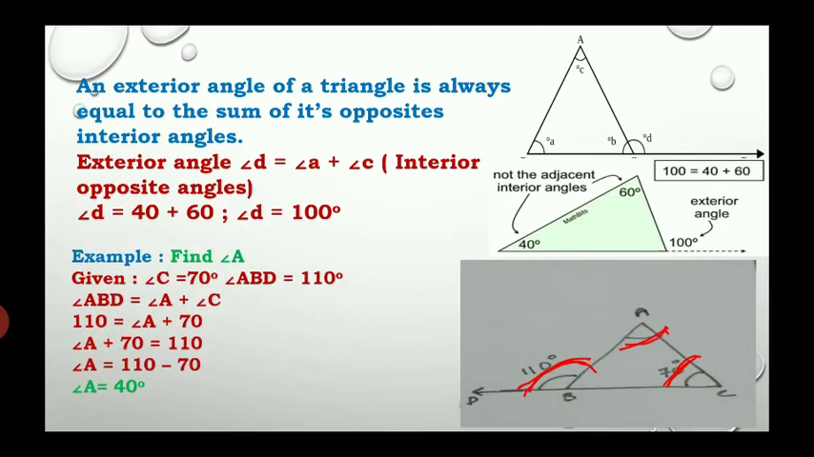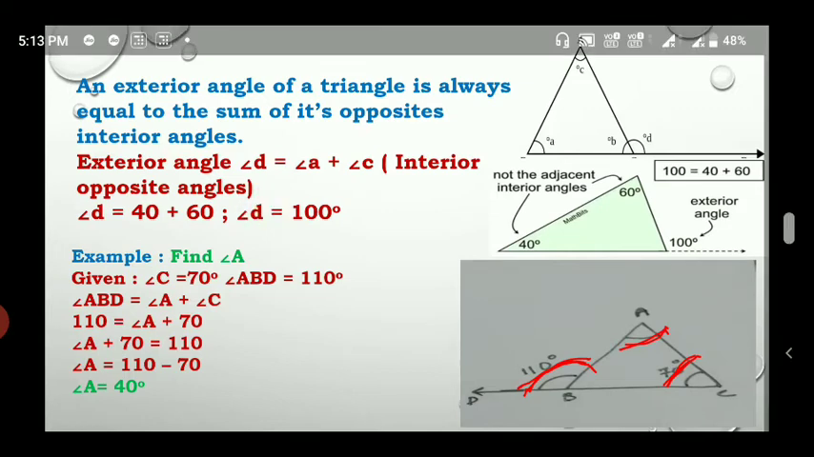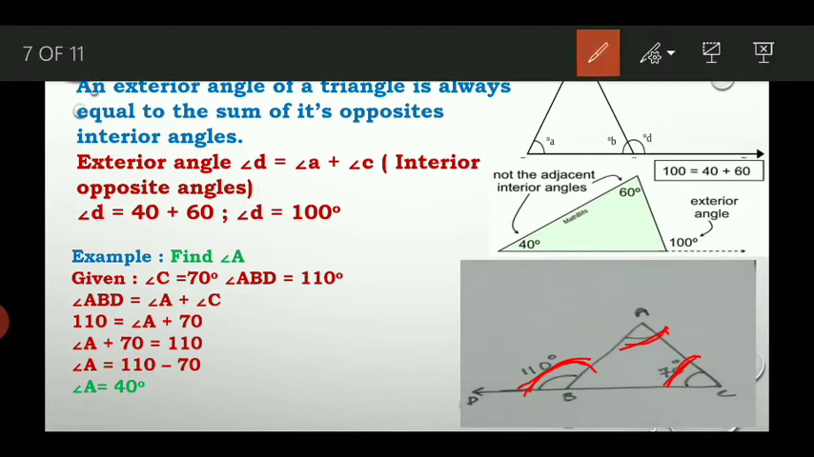See, angle C is given as 70, and angle ABD, that is the exterior angle, is given as 110. So we have to find angle A. So what is the theorem? The exterior angle is equal to the sum of the two interior opposite angles. So this is the theorem. ABD is equal to angle A plus angle C. So what information is given? ABD is given as 110, angle A we have to find out, and angle C is given as 70.